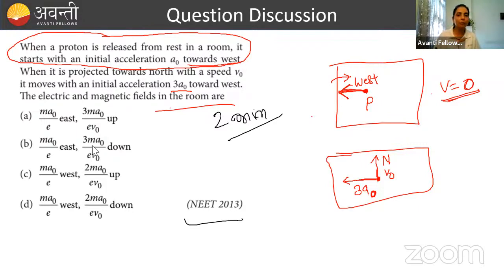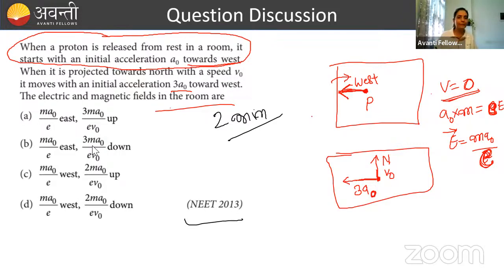How much should be the value? Acceleration is a naught here, so you can write a naught into m equal to q into electric field. प्रोटॉन का चार्ज कितना होगा? इलेक्ट्रॉन के चार्ज के बराबर होगा, है ना? So electric field value will be m a naught by e. Electric field value is how much? Sorry, m a naught by e, small e, right? So this is the electric field.